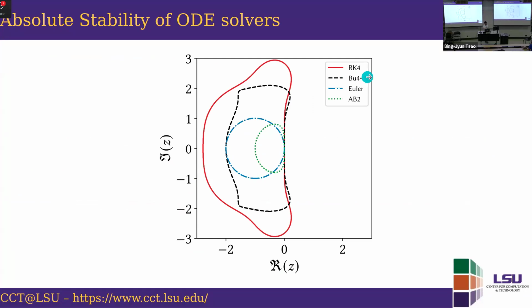So here we have the absolute stability region for several different time integrators. AB2 here refers to the Adams-Bashforth linear multi-step method of order 2. Here we have the good old Euler method. Here we have BU4, which is a method that was created by Butcher, which is of the same family of the ones that we are studying, right? So it's a hybrid method as well. And we got standard RK4 here.